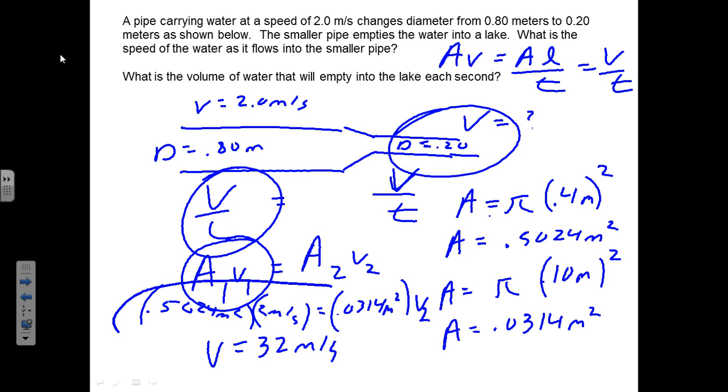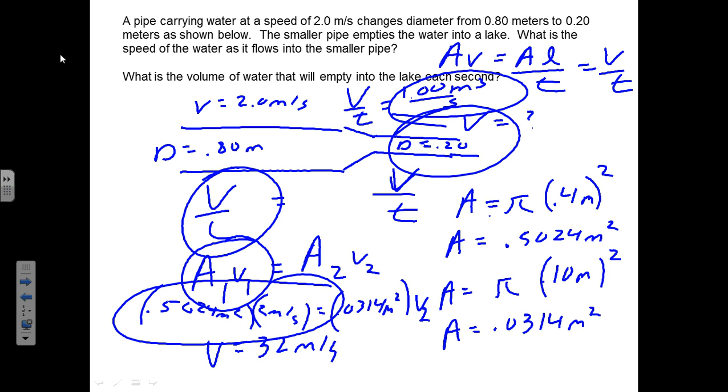Since we already have it written out right here, we know the area of the left-hand side of the pipe is 0.5024. We're going to multiply that by the velocity over there, 2. And that tells us that the volume flow rate, volume per unit of time, is 1.00 cubic meters per second. So your answer here: each second, 1 cubic meter of water flows through each side of this pipe and eventually out of the pipe.